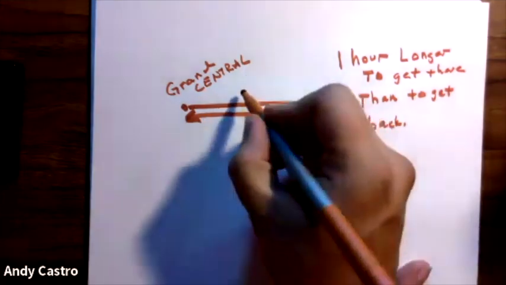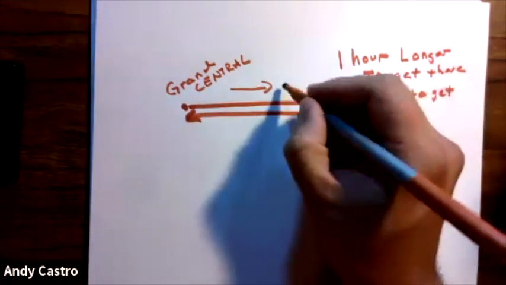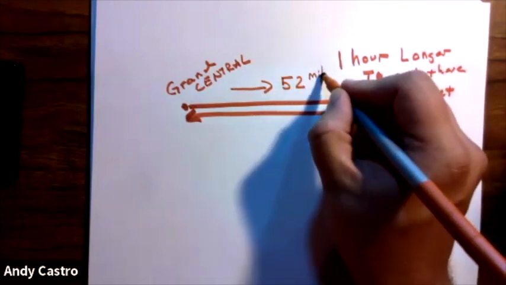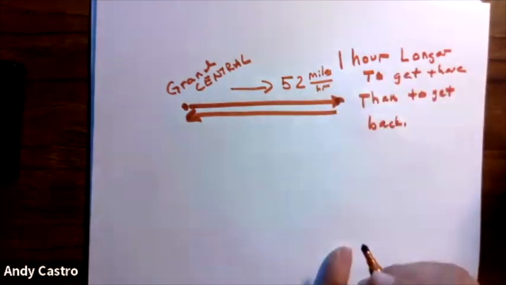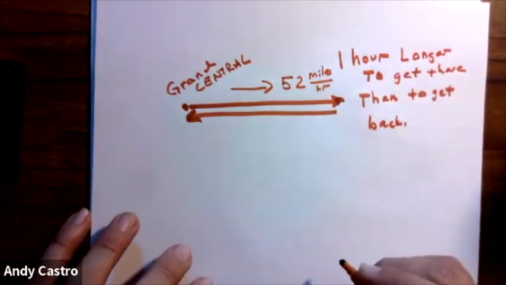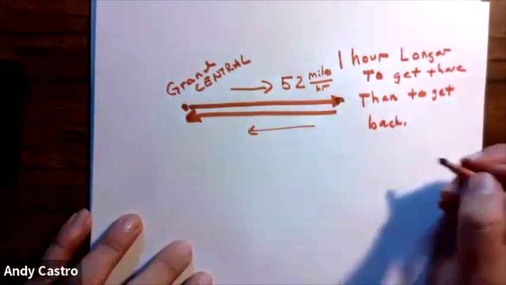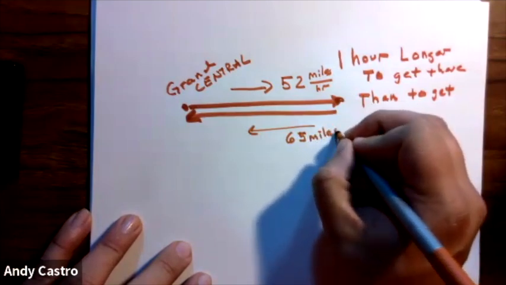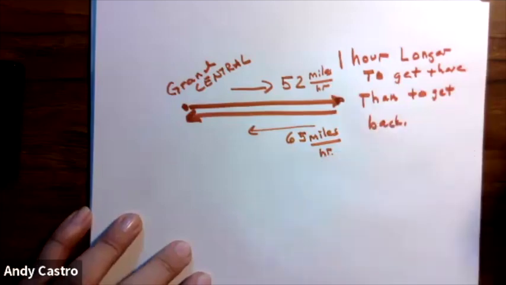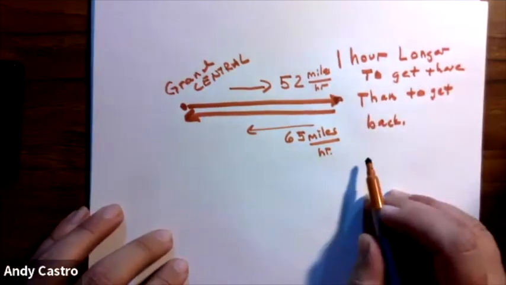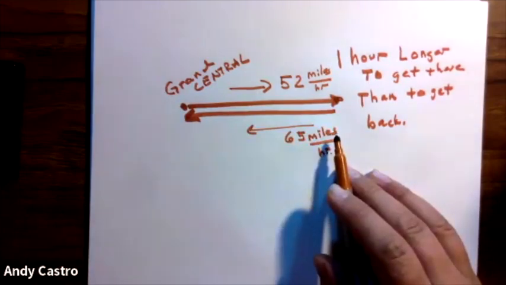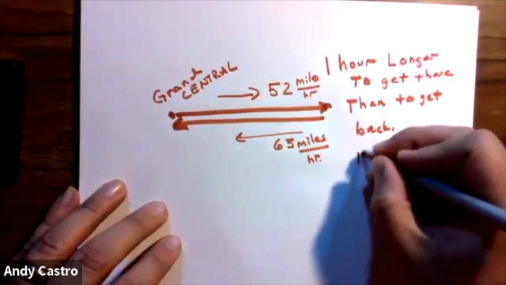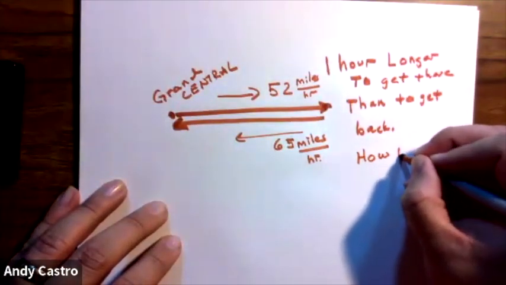The average speed going was 52 miles per hour. The speed on the way back was 65 miles per hour. So how many miles does the whole trip take? How many miles, I'm sorry, how long does the whole trip take? Not how many miles. How long does the trip take?